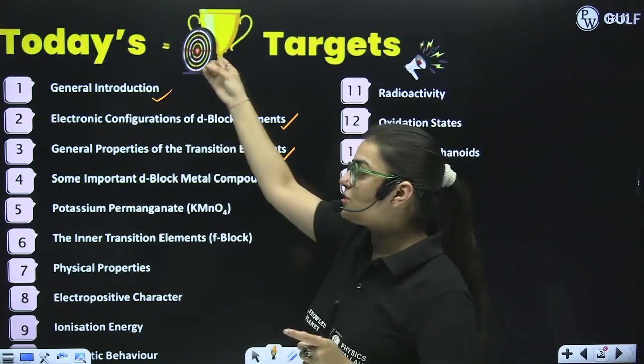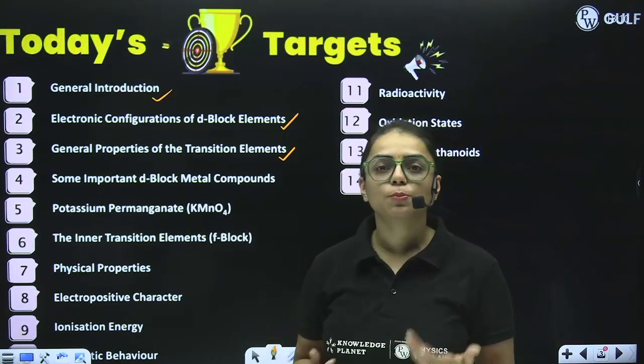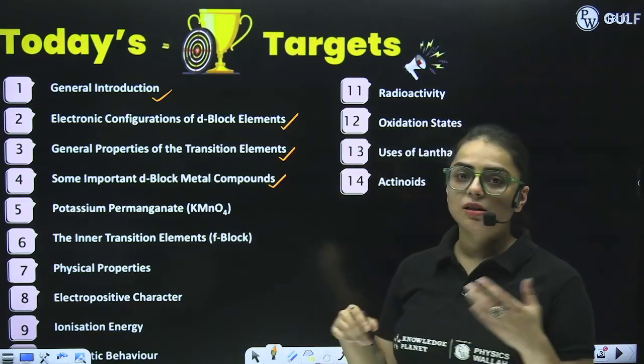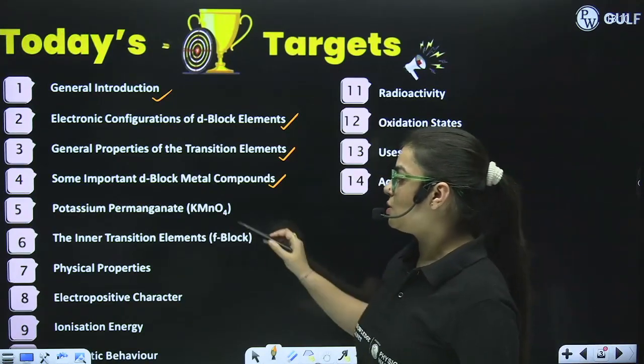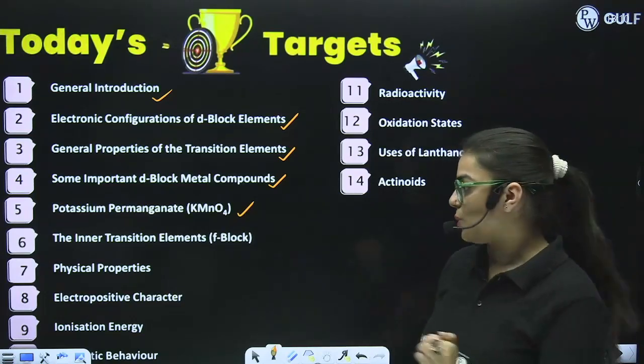I will be letting you know what transition elements are in the introductory part only, and then we'll be moving further with the properties section, right? Then come some important D block metal compounds that we have to study, such as potassium permanganate, KMnO4, and K2Cr2O7. So, we are going to do that as well.